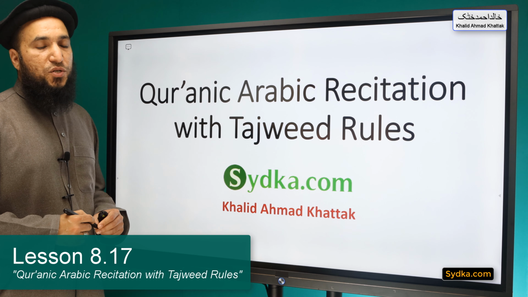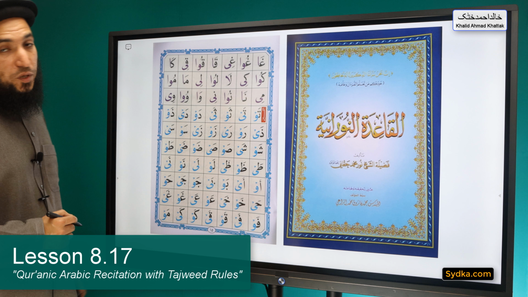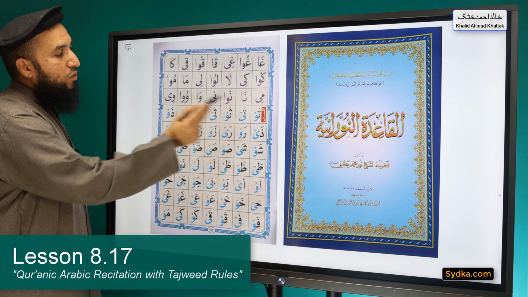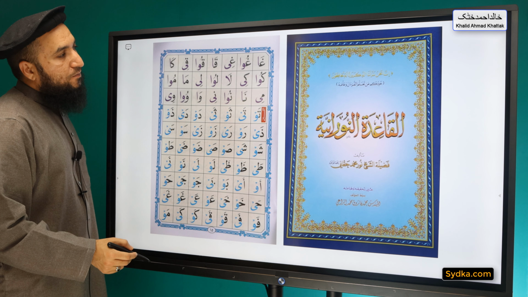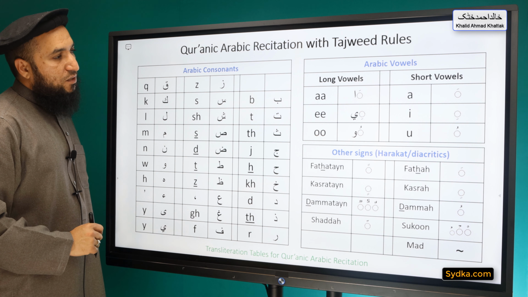Welcome back to another session of Qur'anic Arabic recitation with Tajweed rules. In this session, we will be studying another 9 syllables: Mim, Noon, and Waw. It is on page number 15 of Al-Qaida Nuraniya. This slide is just a reminder for transliteration purposes.